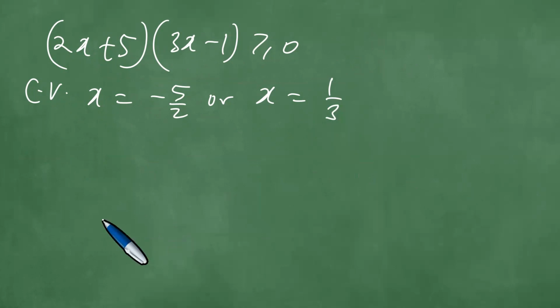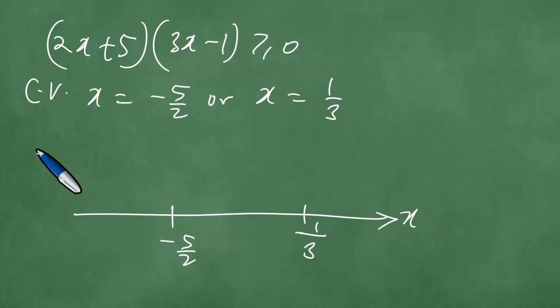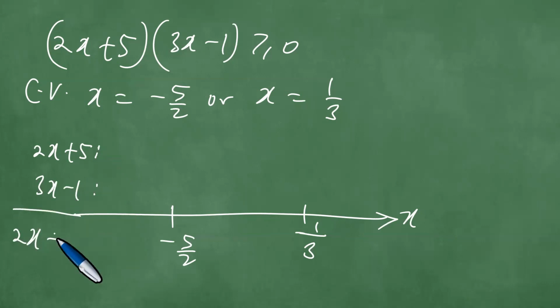And like we did before, we position everything on the number line. We put the negative number first because minus 5 over 2 is negative, and then we put 1/3 afterwards and we put x there. We put 2x plus 5 here and we put 3x minus 1. Here we put 2x plus 5 into 3x minus 1.